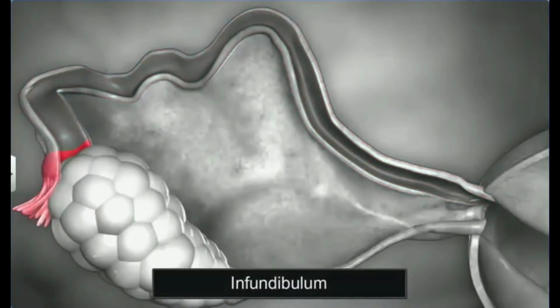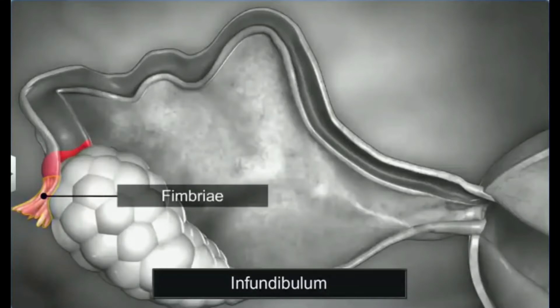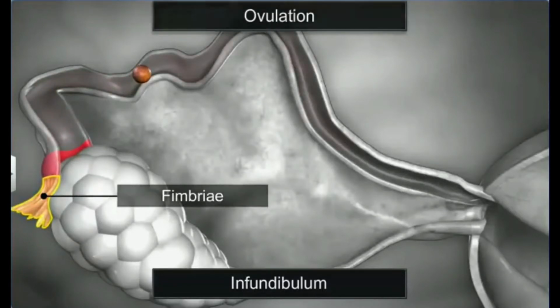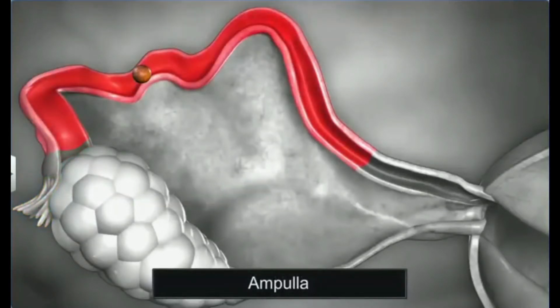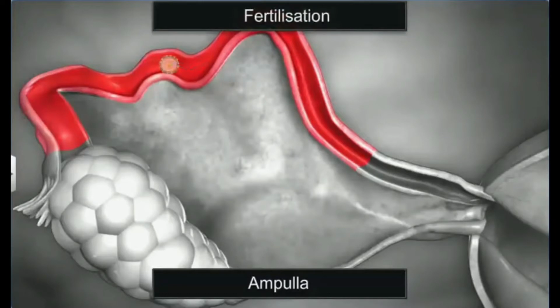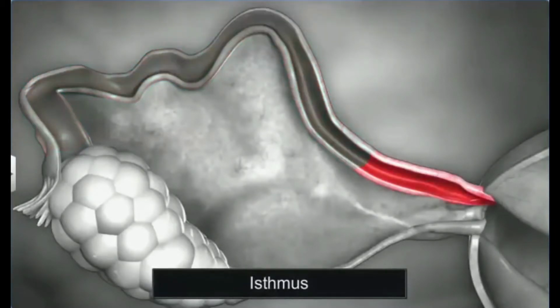The infundibulum is a dilated funnel close to the ovary, and its edges are surrounded by finger-like projections called the fimbriae. They help collect and push the ovum after ovulation. The ampulla is the swollen and curved part behind the infundibulum. The fertilization of the ovum takes place in this part. The isthmus is the narrow and straight part, and it joins the uterus.